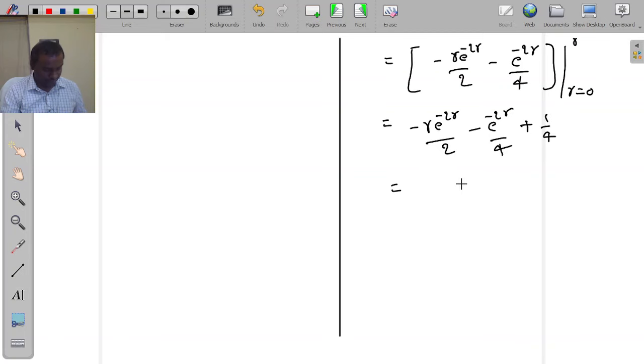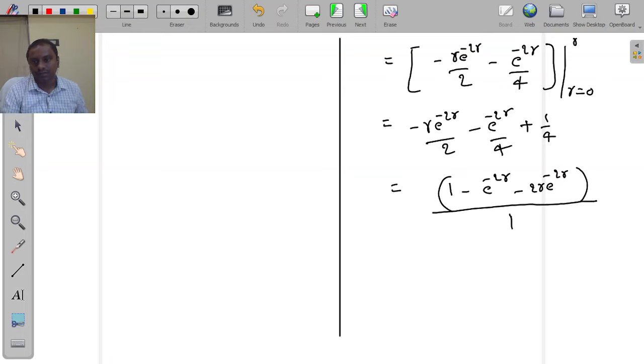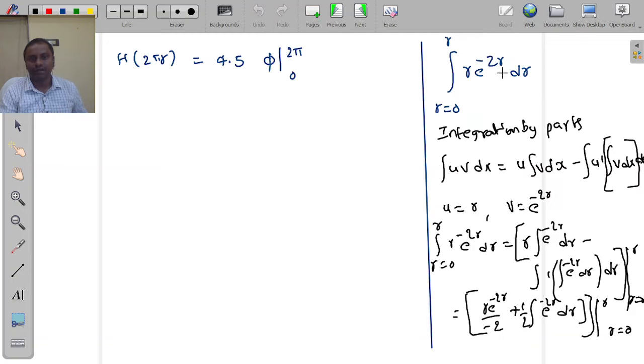So when you take the 4 out to be the common, this will become 1 minus e power minus 2r minus 2r into e power minus 2r divided by 4. This is the integration by parts. For this integration we got the values. Now here, that is the integration by parts, we need to substitute r equal to 0 to r.